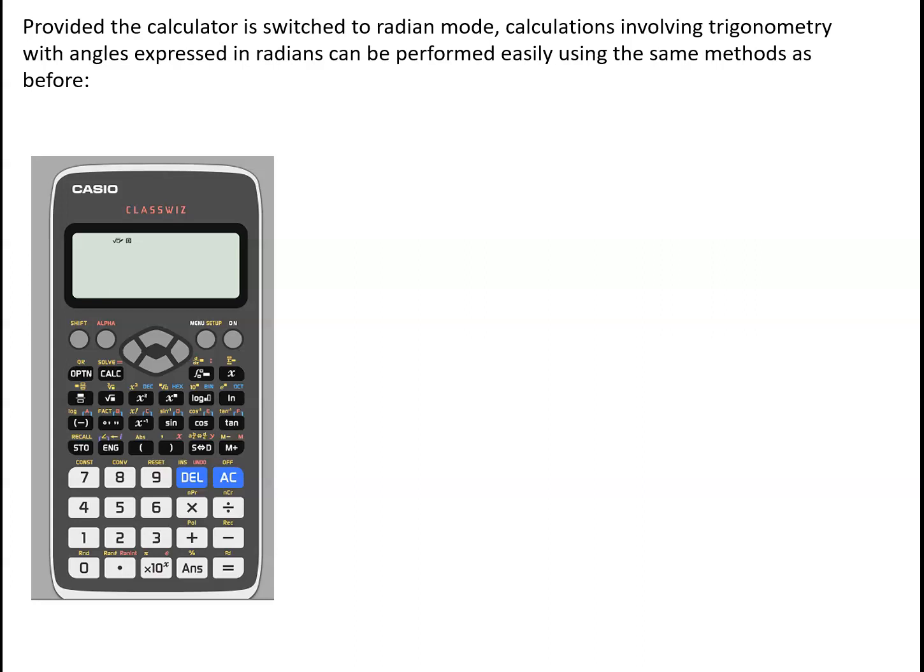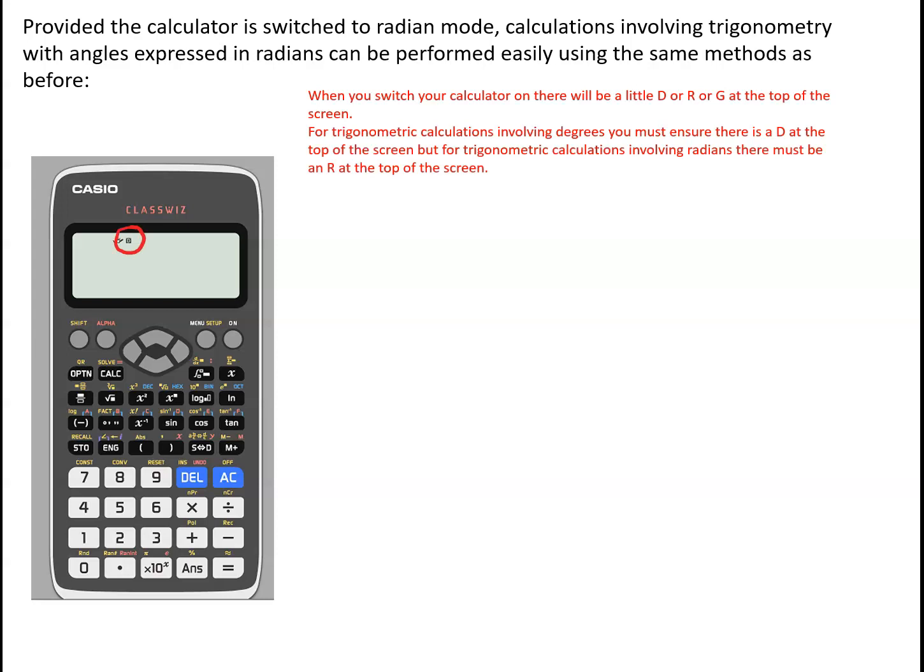If you're using a Casio FX991, also known as a ClassWiz calculator, you'll see that at the top of the screen there's a little D, and the little D signifies that the calculator is currently in degree mode. If it's a little R, then it's currently in radian mode, and if it's G, it's in a mode which measures angles in a way that in Britain we don't use. So for trigonometric calculations involving degrees, you must ensure that the D is on the top line of the screen, and for calculations involving radians there must be an R at the top of the screen.